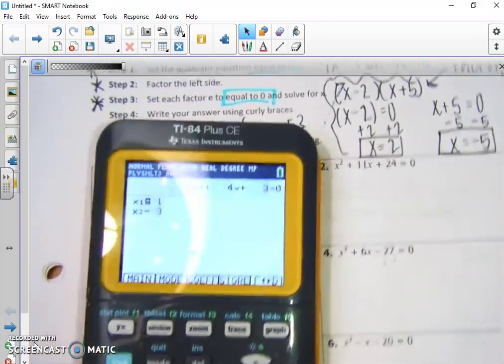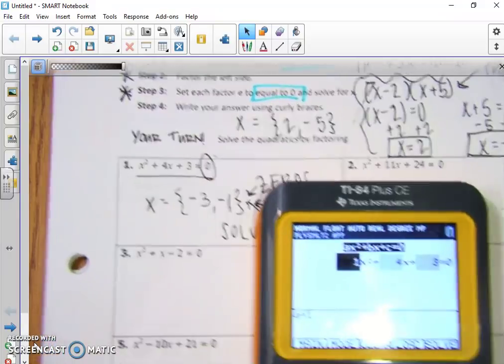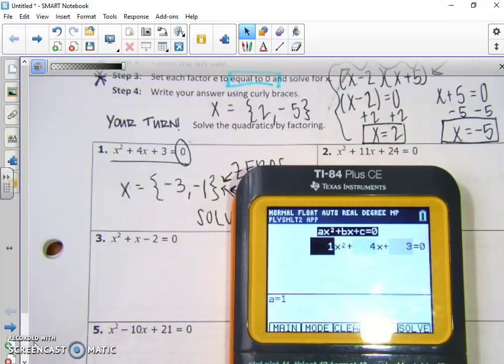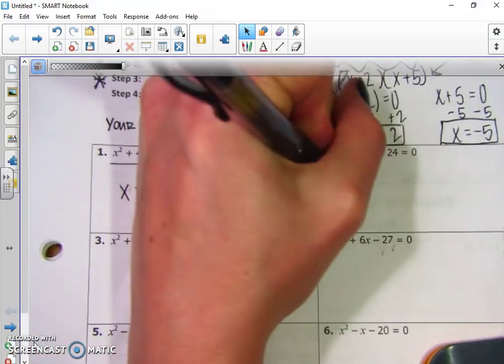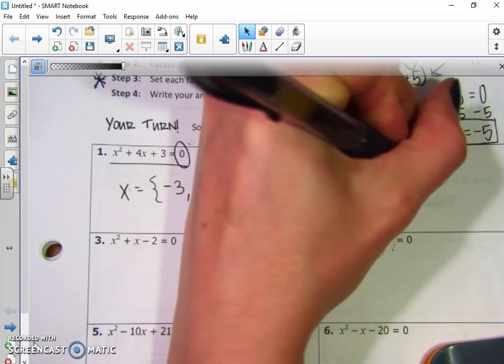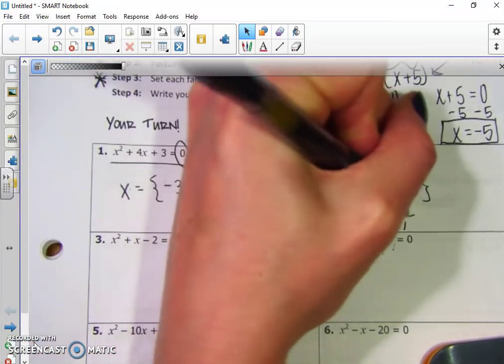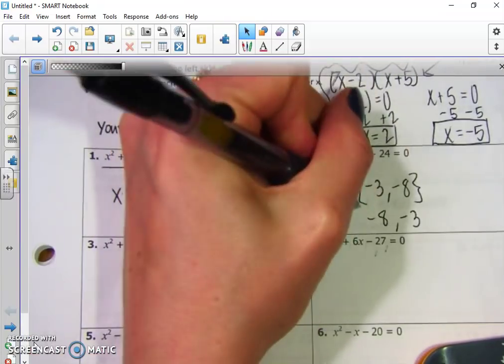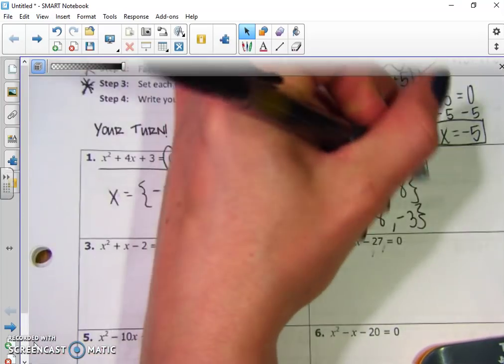I'll show you again what it looks like with number 2. So I'm going to clear out my coefficients. I've got number 2, so x squared and so on. So 1x squared plus 11x plus 24. It says our solutions are -3 and -8. That's it. X equals -3, -8. You might see it written as -8, -3. Both ways are fine. They mean the same thing. It's just saying that those are both the solutions. Okay, so you only have to write one of these, and that's it.